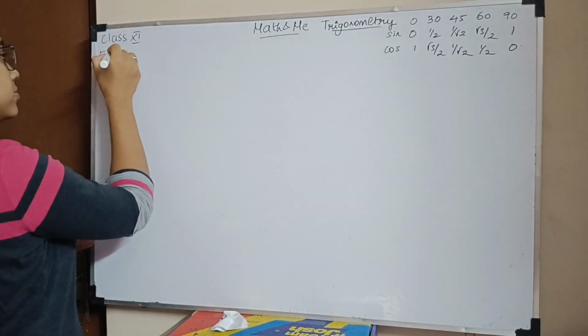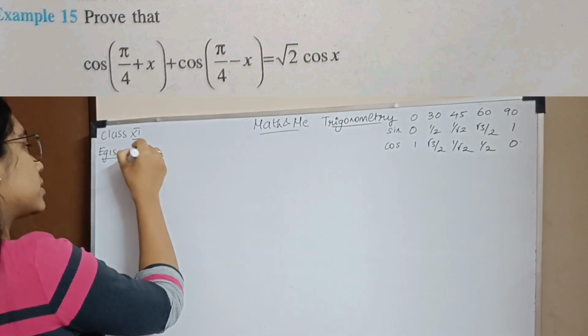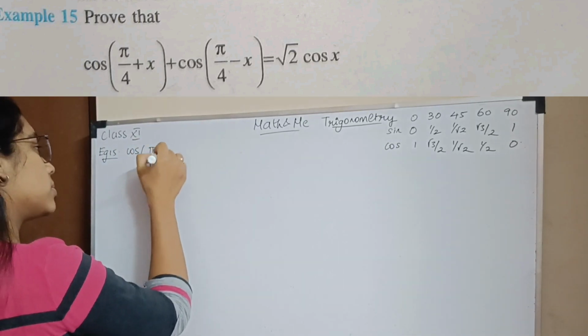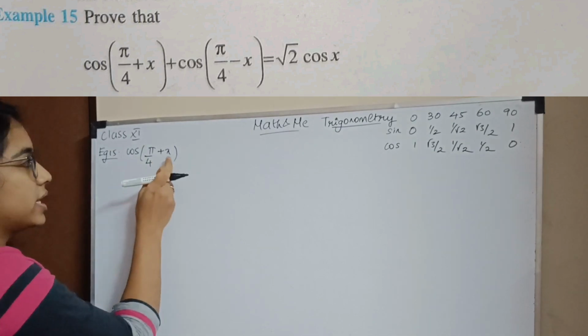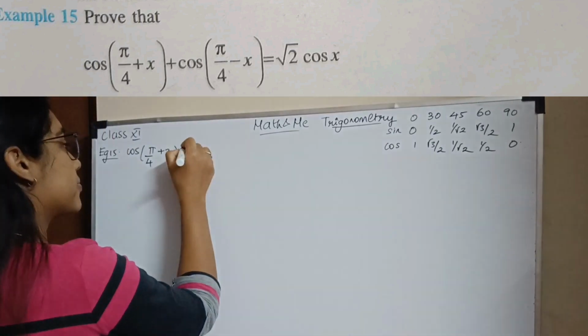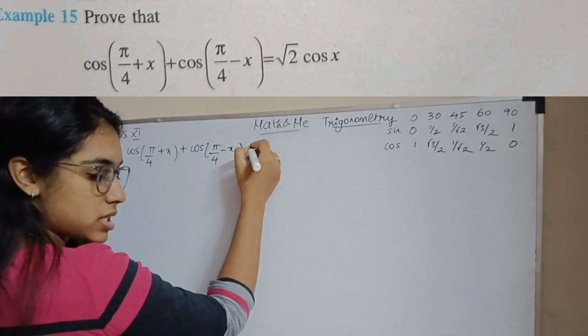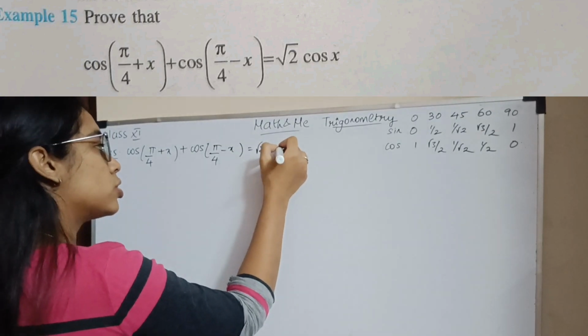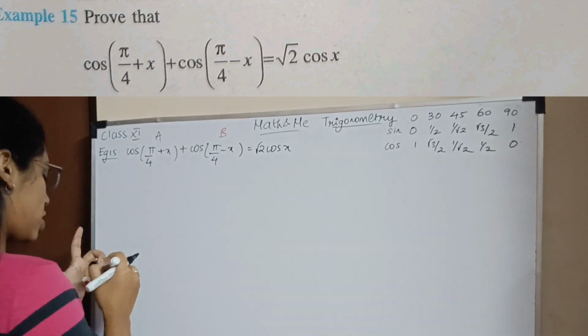Example 15. Cos pi by 4 plus x. This is the whole angle inside the cos. Okay, x and pi by 4 should not be written separately. Plus cos of pi by 4 minus x equals root 2 cos x. So what do we have here? I have cos a plus cos b.